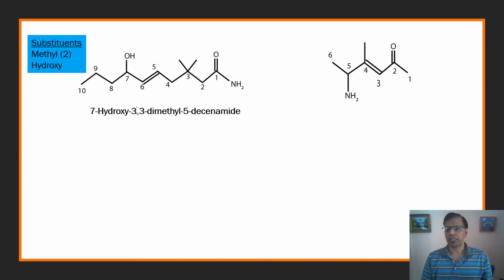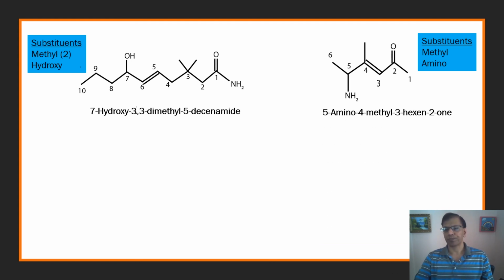Let's look at another example. In this particular case, this is a ketone. This whole molecule is a ketone. You have the carbonyl group right here. You start numbering from the end so that the keto group has the lowest number. So 1, 2, 3, 4, 5, and 6. This NH2 group is a substituent on the parent chain, and so it will be called an amino group. And then you have a double bond, which is part of the parent chain. So the substituents are methyl and amino, and this compound is called 5-amino-4-methyl-3-hexen-2-one.